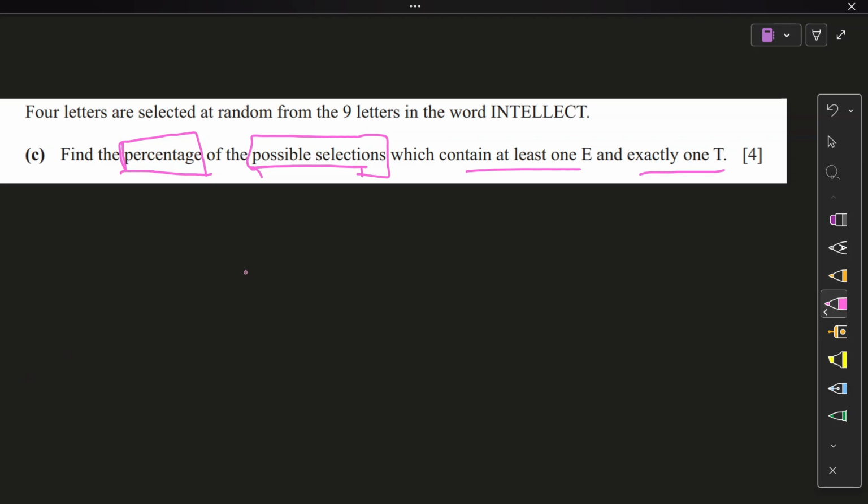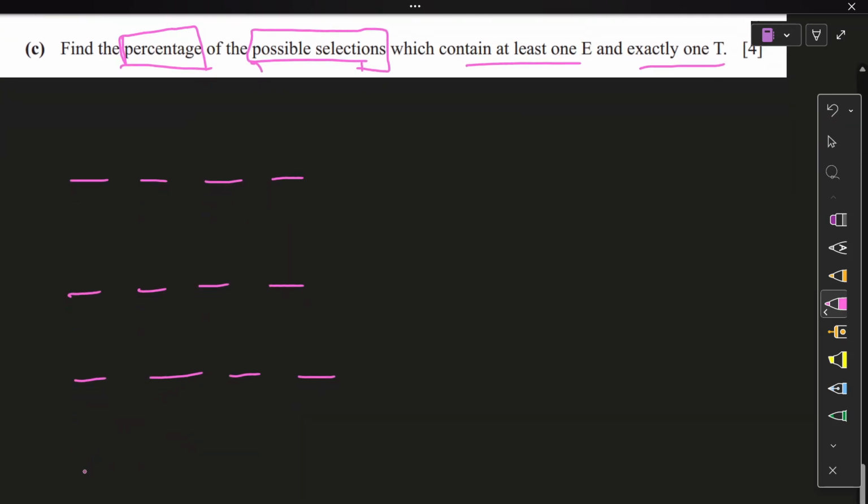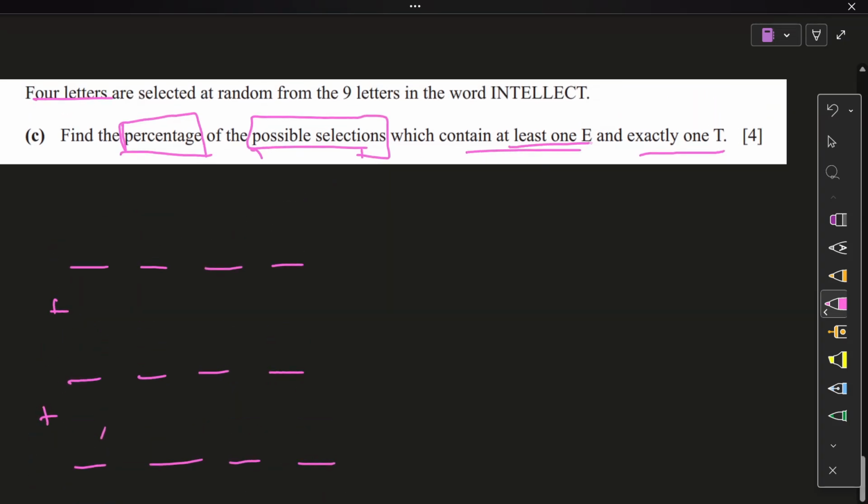So how do we do this? 4 out of the 9, right? So let's make some cases. 1, 2, 3, 4. 1, 2, 3, 4. 1, 2, 3, 4. Then we have 1, 2, 3, 4. Let's just start off with 4. Okay. So at least one E has to be part of our group of 4 letters, and exactly one T.